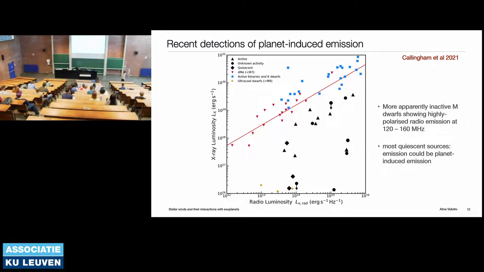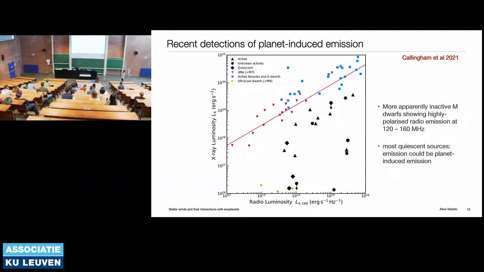But with LOFAR, people are starting to find stars that are too luminous in radio compared to their X-ray. So if you pick, for example, a value here of X-ray 10 to 28 ergs per second, you would predict a radio luminosity of about this amount. But you see that there are a lot of points here showing much more radio emission than predicted. And the sources are quiescent, so they are not very active.